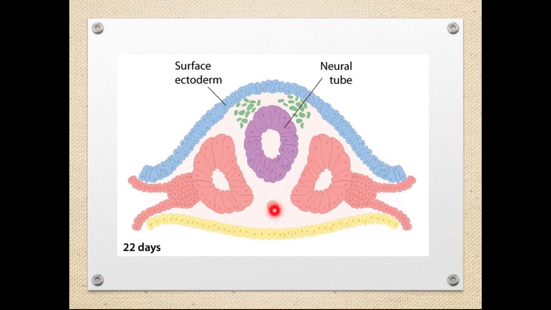What is the notochord's derivative? The notochord derivative is the nucleus pulposus. It will become the nucleus pulposus of the intervertebral disc.